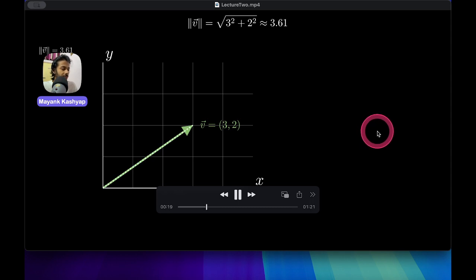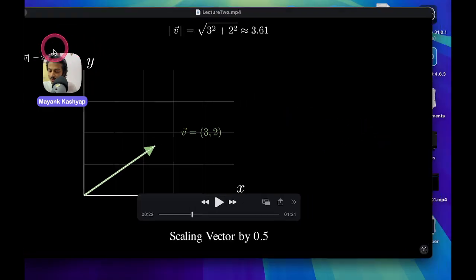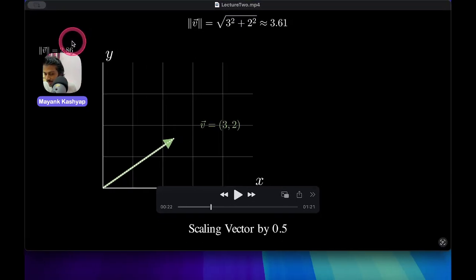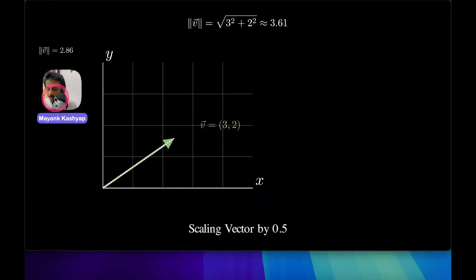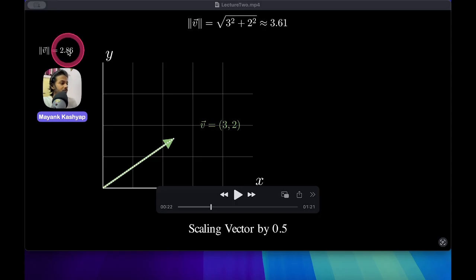Now if we descale the vector, here we can see this value, 2.86. If we are descaling, the value will reduce. Obviously the length of the vector is reducing.